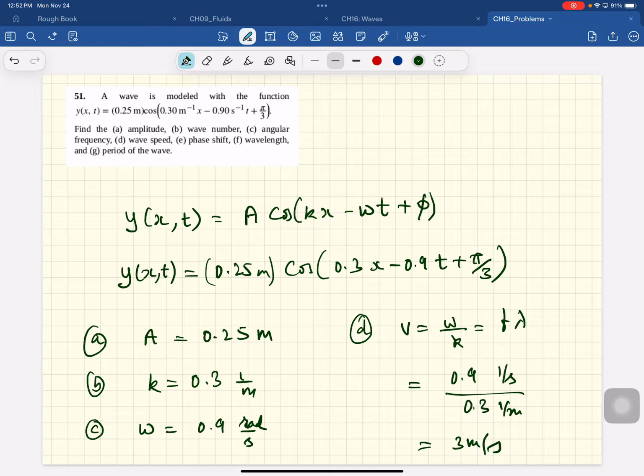And then we have the wave speed and the phase shift. This is the phase shift, the phase at x equal to 0 and t equal to 0. The phase shift, wavelength, and the period of the wave: we'll find the wavelength from this number, and the period from this number. So there is the phase shift.